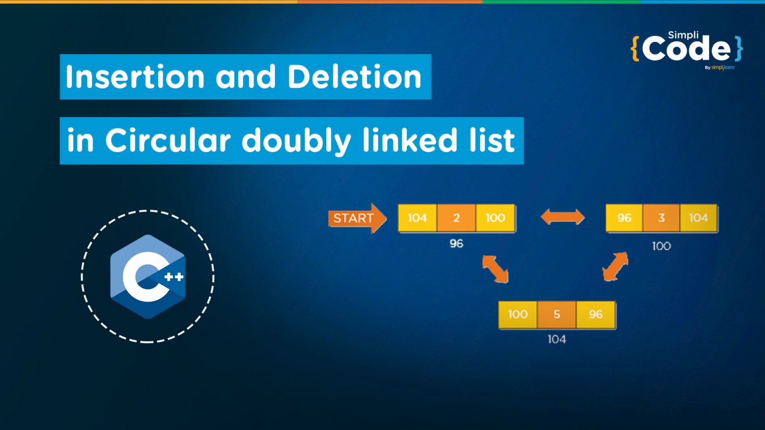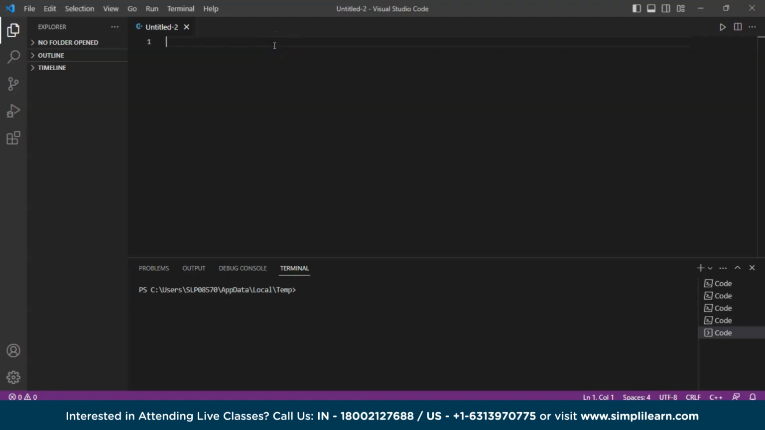So without any further ado, let's get started with today's topic. As you can see, Visual Studio Code has started. Now, before diving into the specifics of insertion and deletion in a circular doubly linked list, let's first discuss what a circular doubly linked list is. A circular doubly linked list is a type of linked list where each node has a pointer to both its previous and next nodes, and the last node of the list points to the first node, creating a circular structure. So this means we can traverse the list forward or backwards, and we can also go from the last node to the first node.